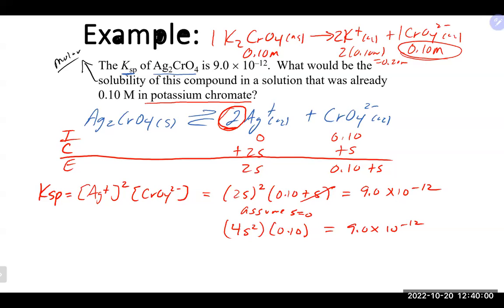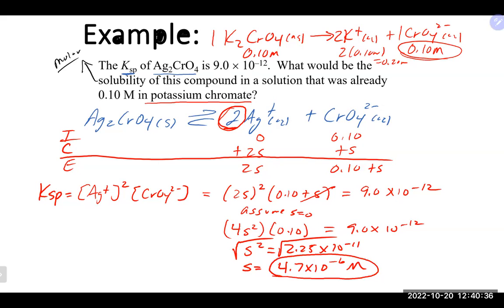I feel like maybe I did it right. That's going to give me s squared is equal to 2.25 times 10 to the minus 11. At this point, a little square root action on both sides. You're going to get 4.7 times 10 to the minus 6 molar here. That once again would be the molar solubility for our silver chromate.